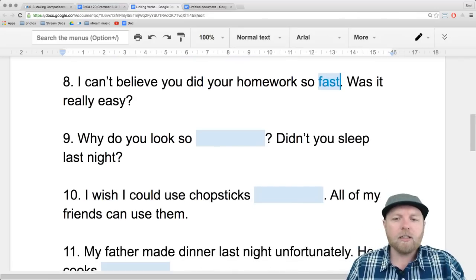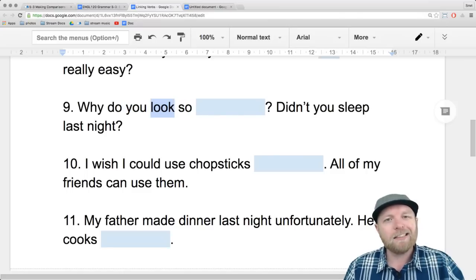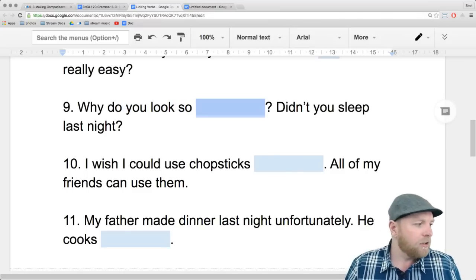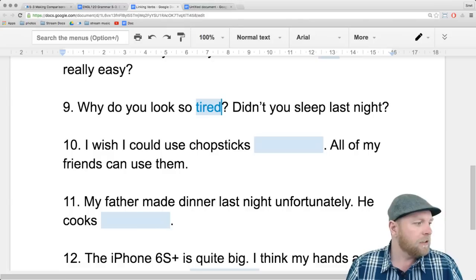Why do you look so? Is this a linking verb? Yes. So we need an adjective. Why do you look so? Number 9, tired. Good job, guys. Why do you look so tired?